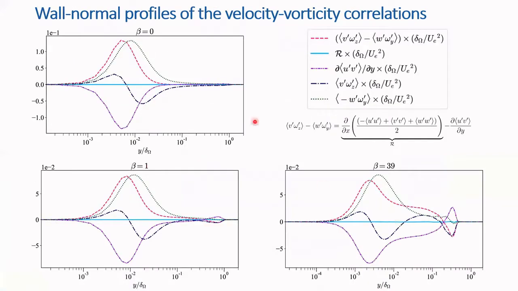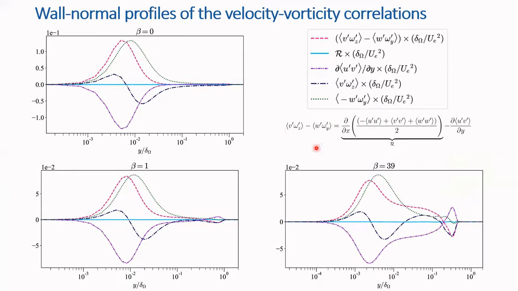Now let's look into the wall normal profiles of these velocity vorticity correlations. The light blue solid line refers to the streamwise gradients. As we can see, for all the pressure gradient cases, its contribution is negligible, which is consistent with it being called an inactive component contribution.